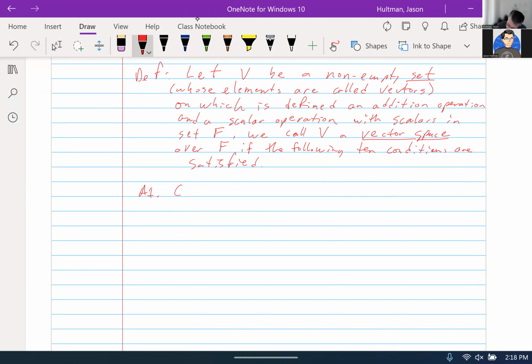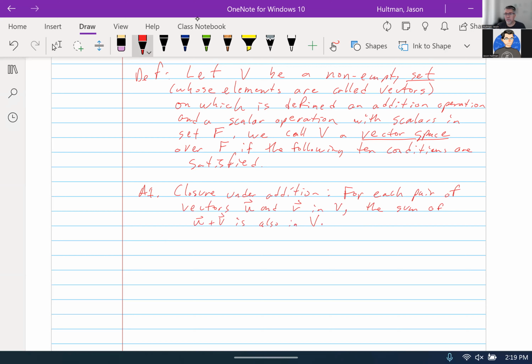A1 is closure under addition. For each pair of vectors U and V in V, the sum U plus V is also in V. So we can't add and get something that's not in V.